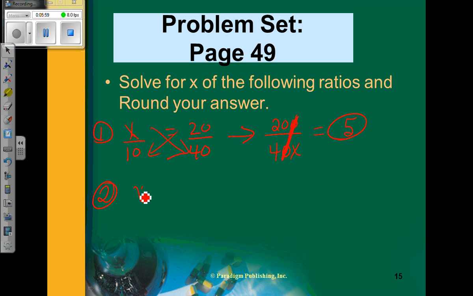Our second one, x over 9 equals 5 over 10. If you notice here, we have three parts known, and two of them form a ratio. So we're going to cross multiply. X times 10 goes where? On the bottom, 10x. 9 times 5 is 45. 45 divided by 10 is 4.5.